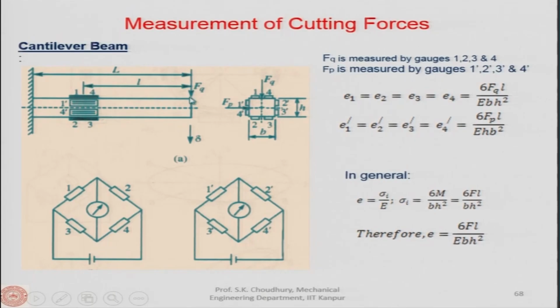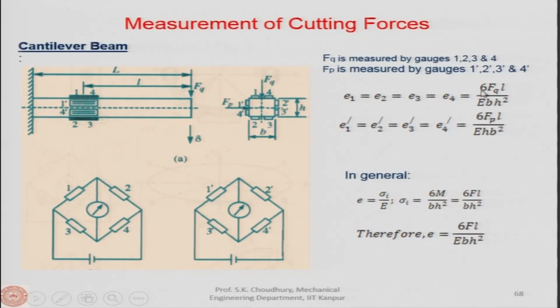If it is known, then the moment can be written as F times l, where F is whatever the force is. So the stress is 6 Fl divided by bh squared, and the strain can be written as 6 Fl divided by E bh squared. We are putting the value of sigma here. This formula we are using to find the strain E1, E2, E3 and E4 shown by the Wheatstone bridge.